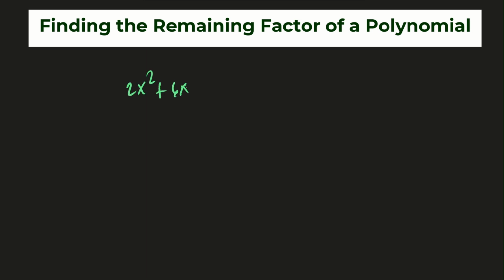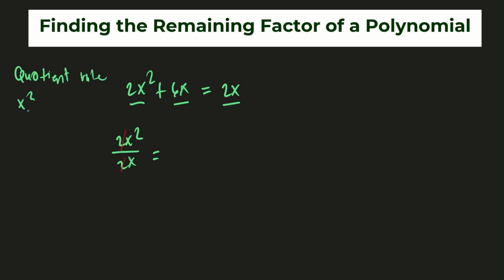We know from our previous discussion that the greatest common factor of this one is 2x, and to find the remaining factor of this polynomial is by simply dividing each term by its GCF. So we have 2x squared divided by 2x. That would be this one cancel out, and then x squared divided by x from our quotient rule.